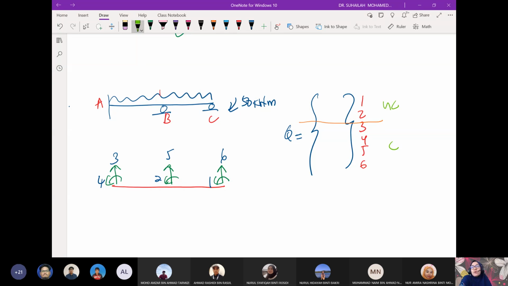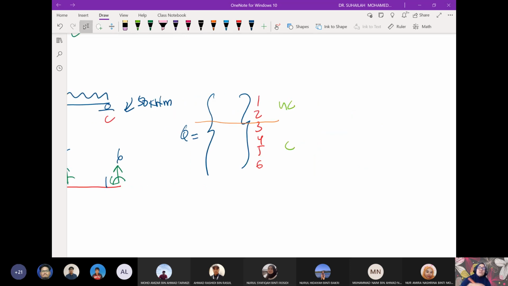Unknown reaction ada dekat support. So at support displacement 0. So we have to look at this into two condition lah, Q and D. So D also have 6 value in matrix. Okay, in matrix again from 1 to 6.